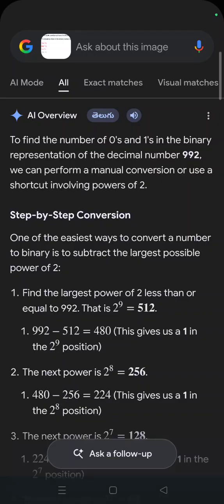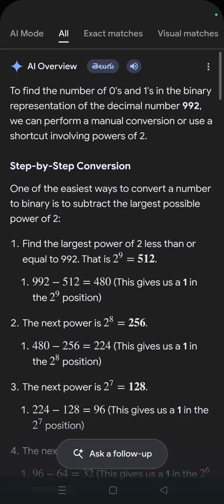To find the number of zeros and ones in the binary representation of decimal 992, the shortcut involves powers of 2. 2 power 9 is 512. 992 minus 512 is equal to 480. It gives us a 1.